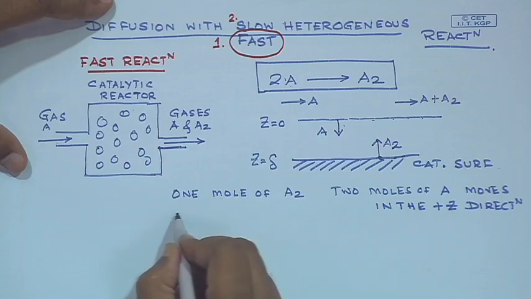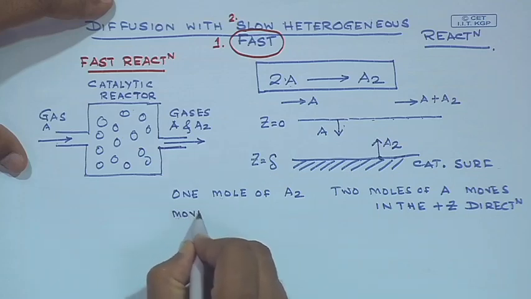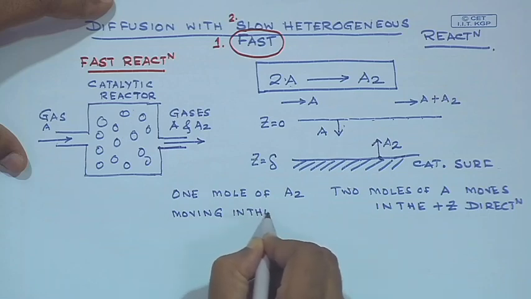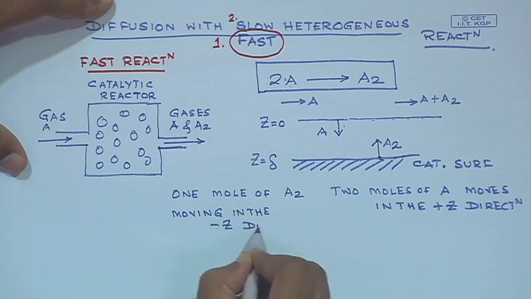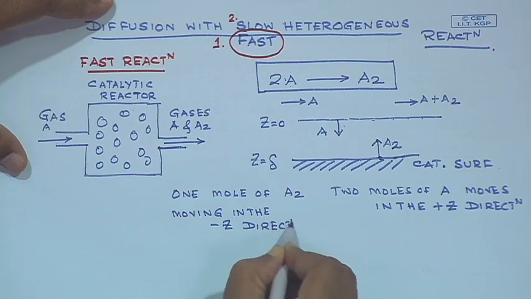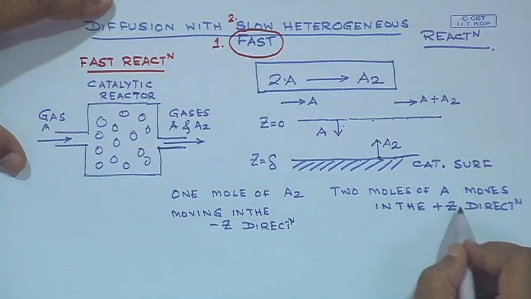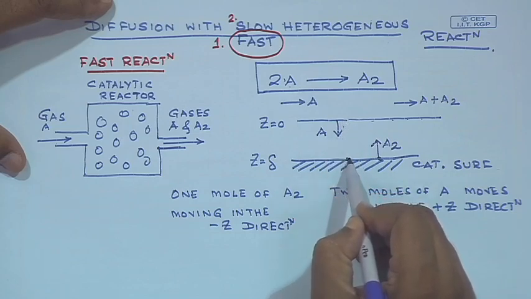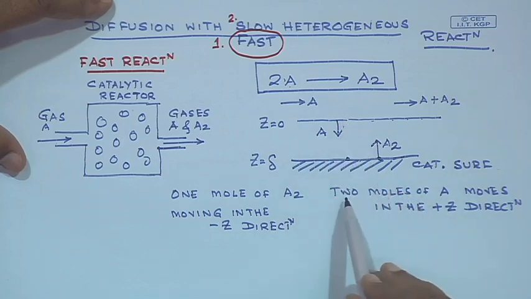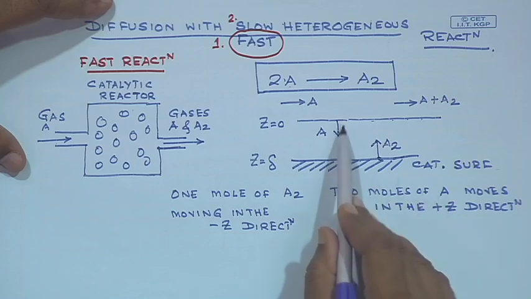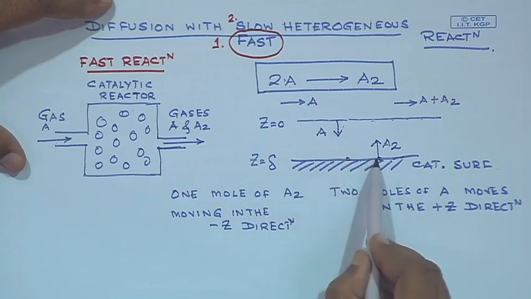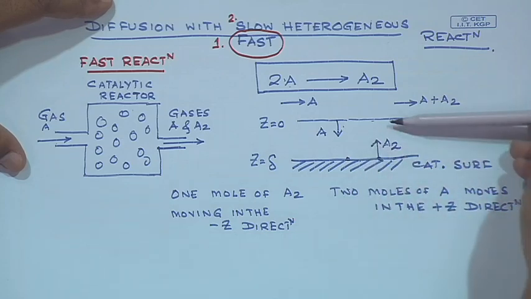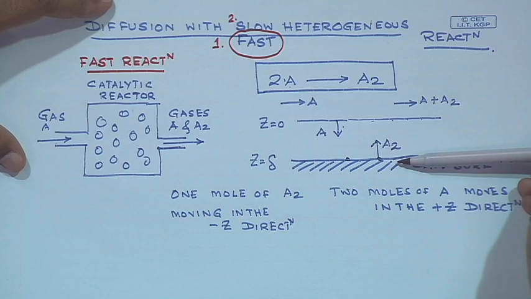So, for 1 mole of A2 moving in the minus Z direction, we have 2 moles of A which is moving in the plus Z direction. So, 2 moles of A coming and reacting over here to form A2. So, 2 moles of A has to move in the plus Z direction for 1 mole of A2 to move in the minus Z direction, and at steady state the rate at which A comes in.